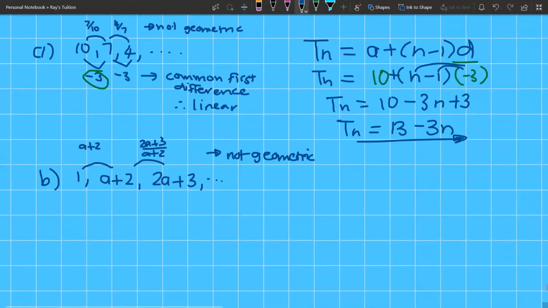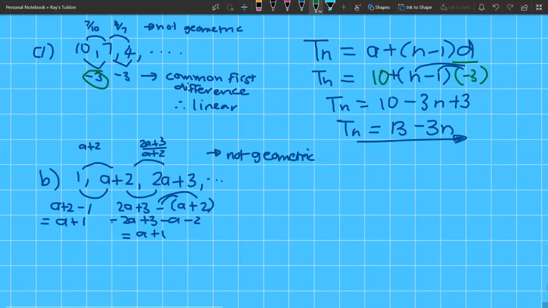Okay, so now I'm going to check for the common differences. So this is a plus 2 minus 1, which I'm going to write as a plus 1. And then again, this is 2a plus 3 minus (a plus 2). You can see I put it in brackets because you have to distribute that minus. So it's 2a plus 3 minus a minus 2, which we can simplify to a plus 1. Although it was a bit difficult to see because you had to do a little bit of algebra first, it has a common first difference, which makes it linear.